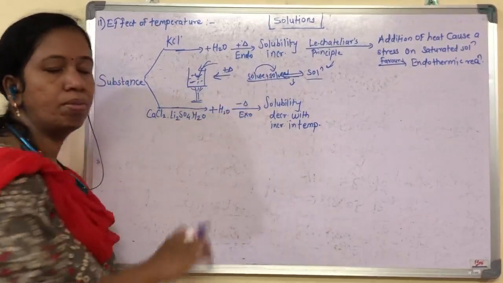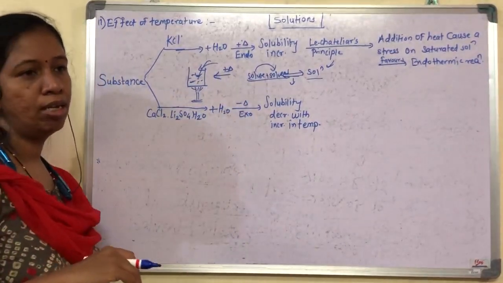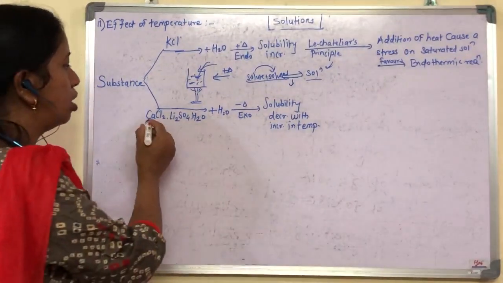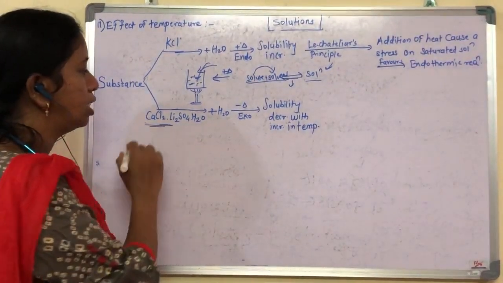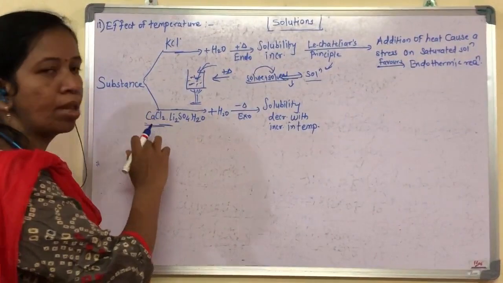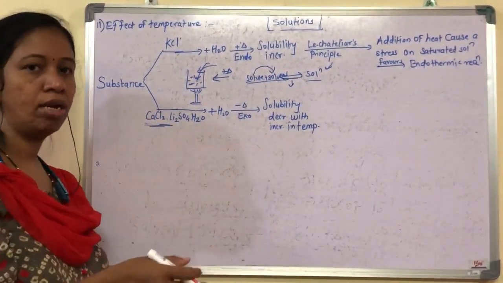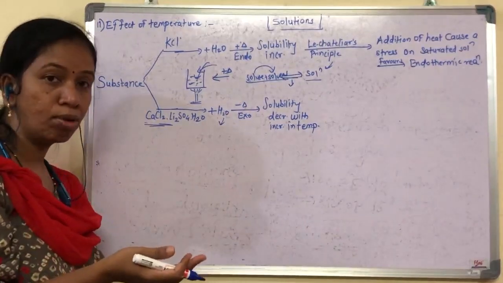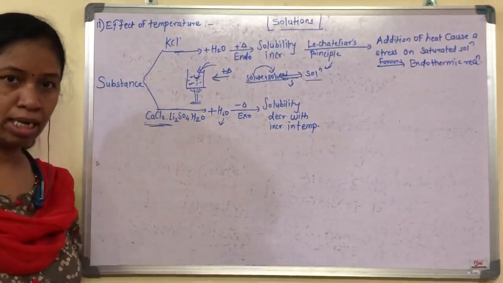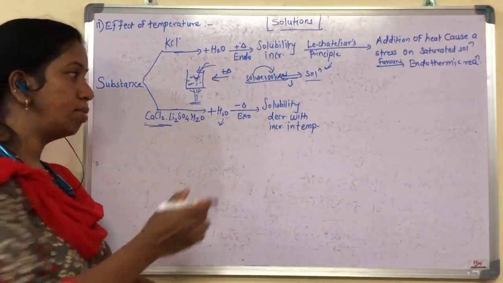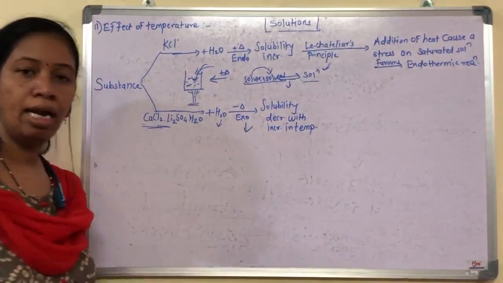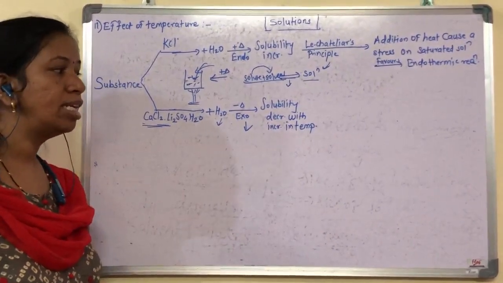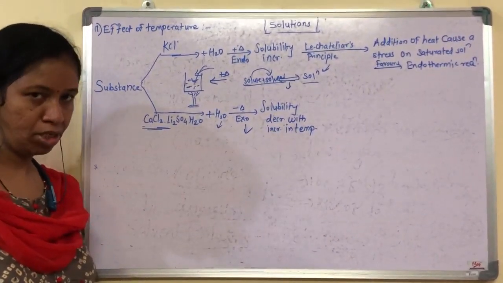It is not 100% sure that when temperature increases, the solubility increases, because in the next example, if we add calcium chloride into water, there is an exothermic reaction. Exothermic reaction means heat comes out, and the solubility is still decreasing. So solubility decreases with an increase in temperature.